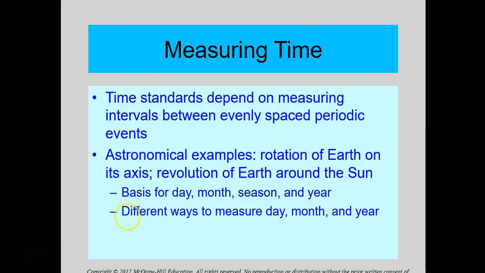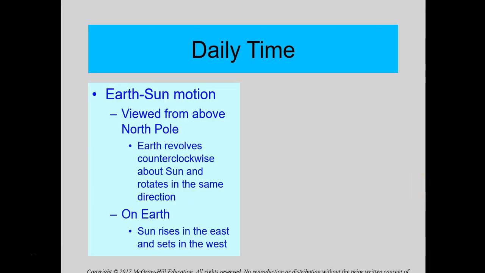Now, we use time standards to measure different intervals of time on Earth. One example is the rotation of the Earth, which is what we use to measure days, months, seasons, years. We also use the revolution of the Earth around the sun to measure those things. So first, let's just get an idea of what the Earth and the sun look like when they move beside each other, particularly what the Earth looks like as it moves around the sun.